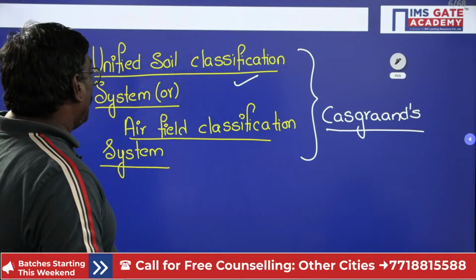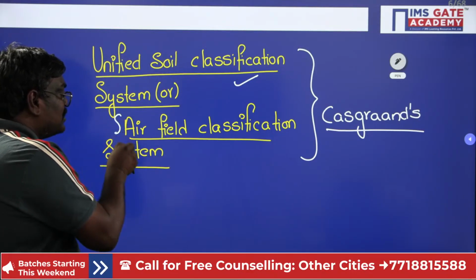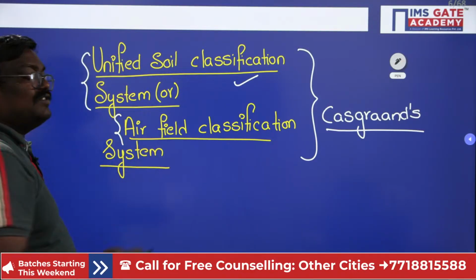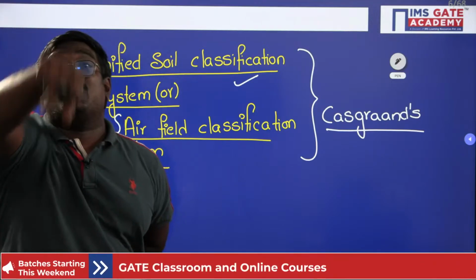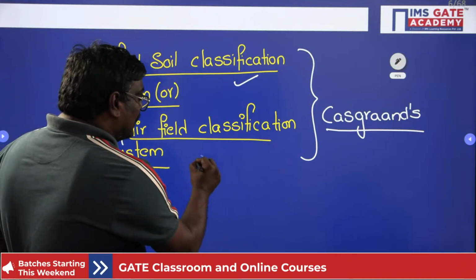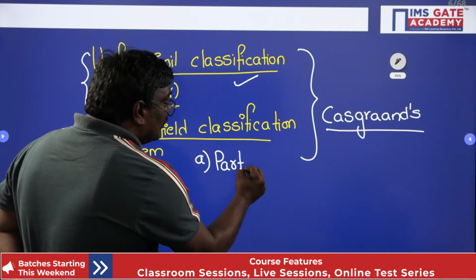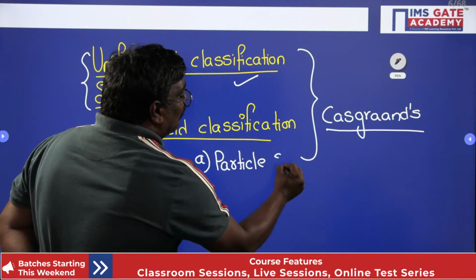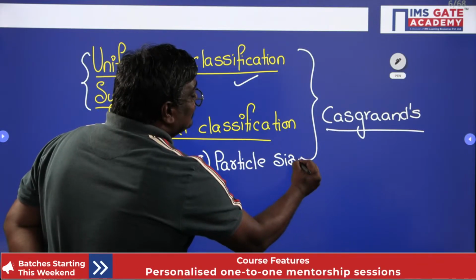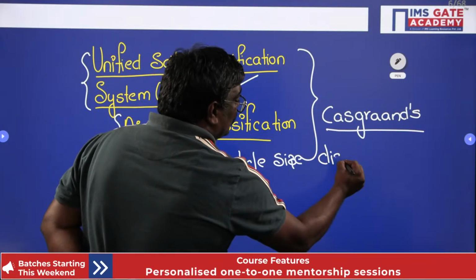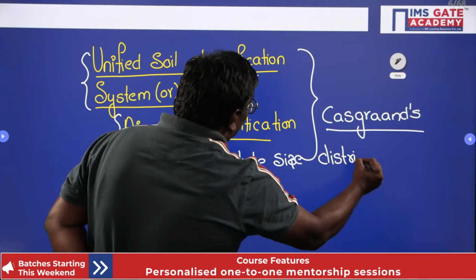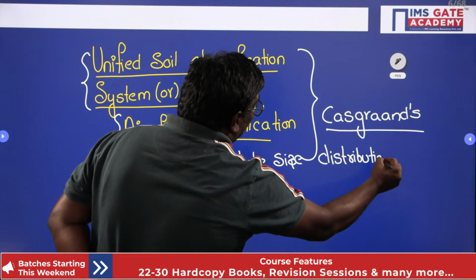So here, when I talk about the airfield classification system or unified soil classification system, on what basis are you going to classify? The first one is the particle size distribution. The first one is particle size. You might have read in the textbooks like grain size. Grain is nothing but particle. So based on the size of the particle, that is particle size distribution.